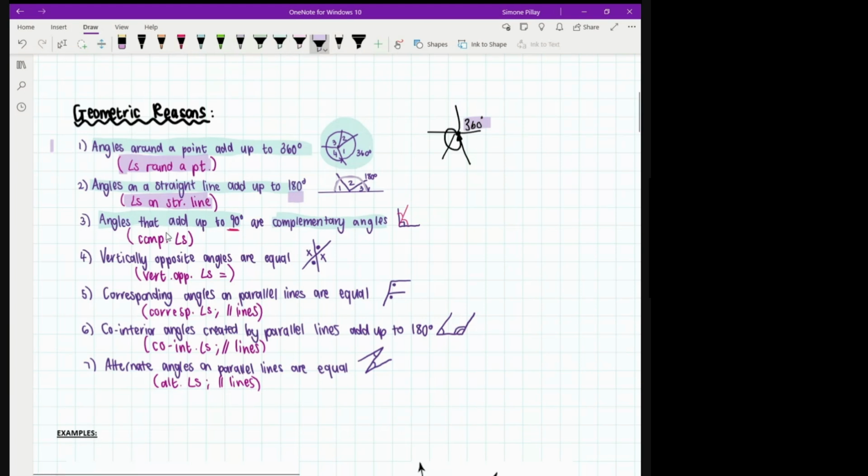Now, can you guys tell me what do we call angles that add up to 180 degrees? Let me see. I see hands. Uma first. Yes. Supplementary angles. There you go. Supplementary angles. Thank you for that. So, angles that add up to 180 are supplementary angles, and angles that add up to 90 are complementary.